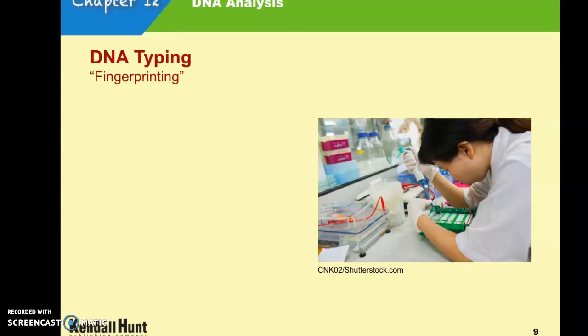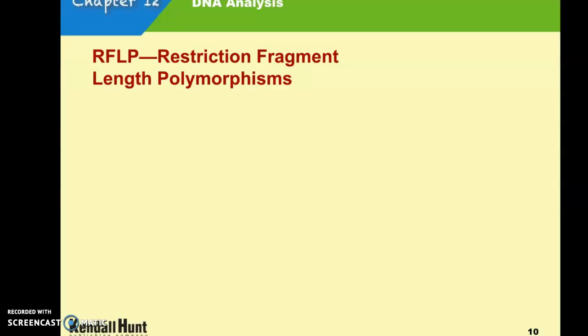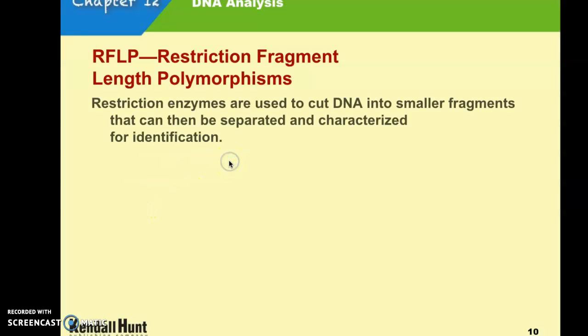All right, so we're going to pick up talking about the process of DNA fingerprinting. You're going to go through a simulation on it in class. We talked about some things that go along with this: restriction fragment length polymorphism, PCR, which is polymerase chain reaction, and STR, which is short tandem repeats. So, restriction fragment length polymorphism.